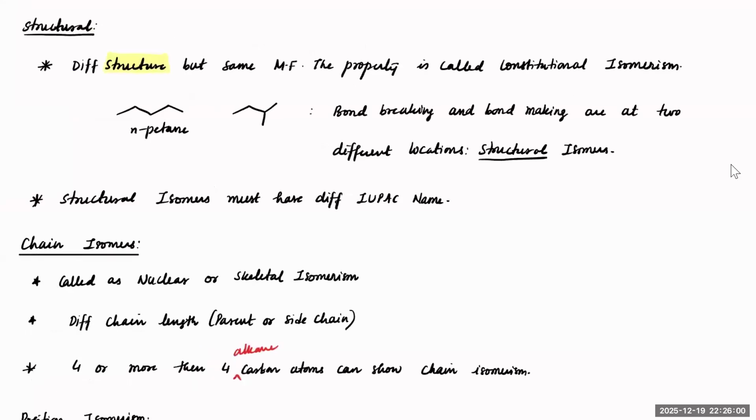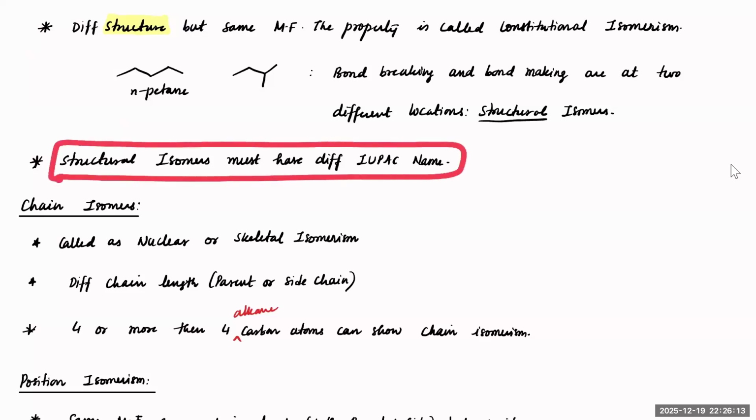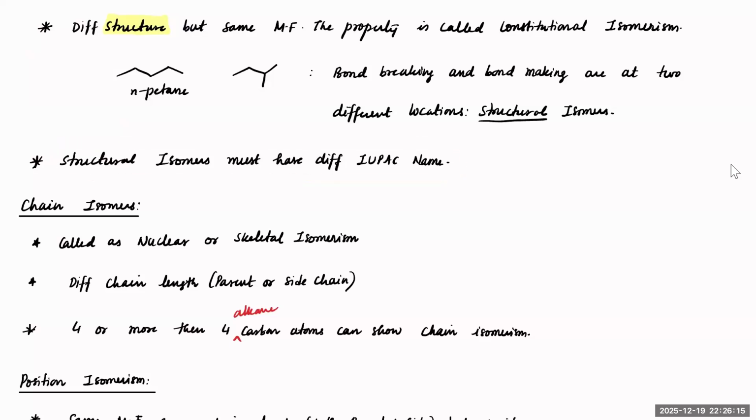Okay. So the way to justify is the basic IUPAC name which you write. The IUPAC name must be different if it is structural isomers. Okay.